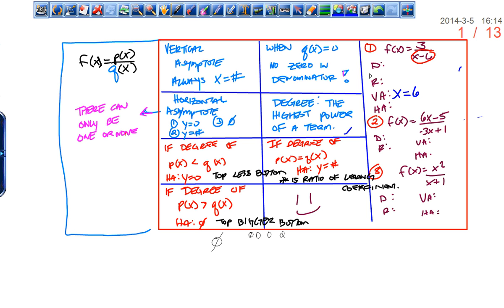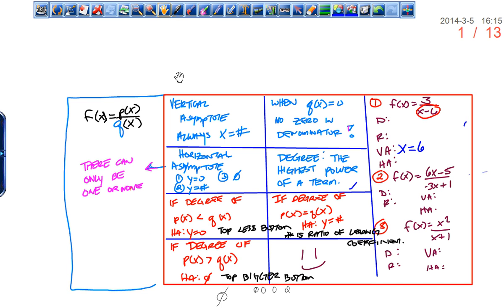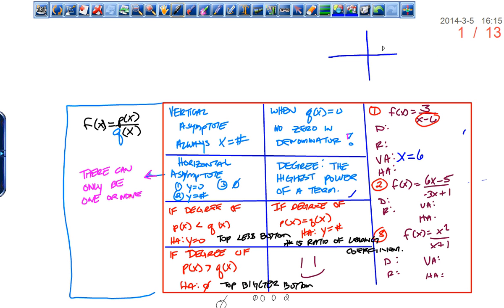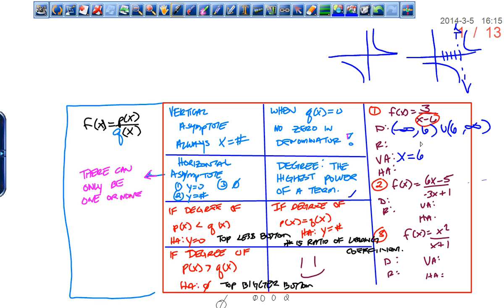Now, for our domain, if we think about what the graph of a rational function looks like, it kind of looks something like that. So if our vertical asymptote is at 6, that means my domain is everything but 6. So we're going to say negative infinity to 6, union 6 to infinity. We're going to do interval notation, okay?